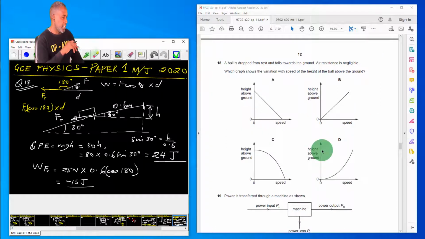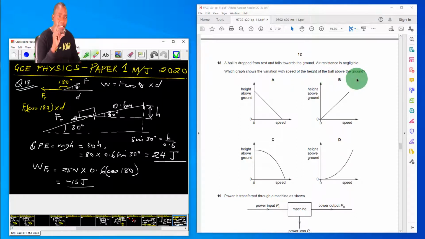In question 18, we are given that a ball is dropped from rest and falls downwards towards the ground. Air resistance is negligible, so we know that the acceleration is going to be uniform and the speed is going to increase uniformly. It will never reach terminal velocity. Which graph shows the variation with the speed of the height of the ball above the ground?